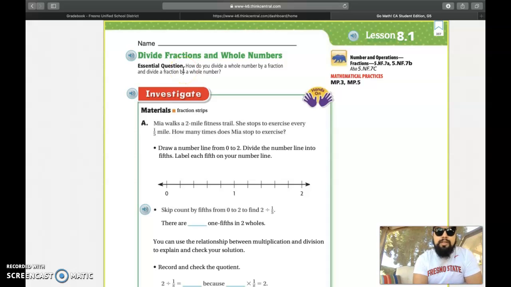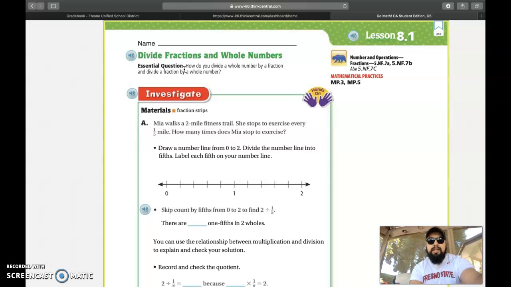Let's look at the EQ. It says, how do you divide a whole number by a fraction? I used a lot of examples in class, like let's say Victor is going to share a candy bar and divide it amongst a certain amount of people. That's exactly what we're doing today. So let's take a look at this first example.